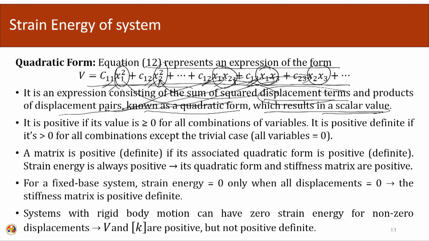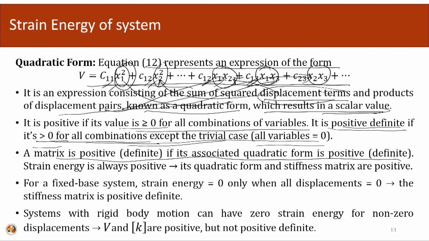Quadratic means that x terms are squared. It is positive if its value is greater than 0 for all combinations of variables. It is positive definite if its value is greater than 0 for all combinations except the trivial case, when all the variables' values are 0. So, if this term is greater than 0, then it becomes a positive definite matrix. A matrix is positive definite if its associated quadratic form is positive definite.